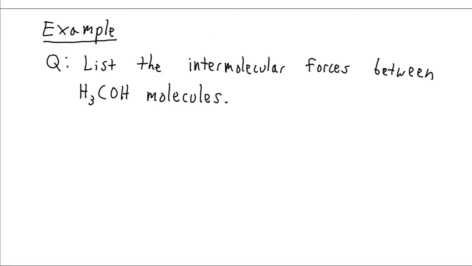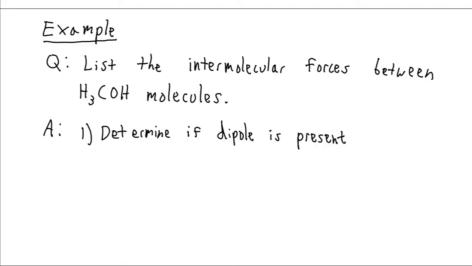And so as an example, let's see if we can list the intermolecular forces between H3COH molecules. So the first thing that we're going to need to do is figure out if we have any dipoles present. We know this is not ionic, it doesn't have any charge on it. And we can take London dispersion forces as a given. Those are always present for molecular interactions. So what remains is to figure out if we have any dipole-dipole interactions, including hydrogen bonding. And we're not going to have any ion-dipole bonds, since we don't have any ions present.